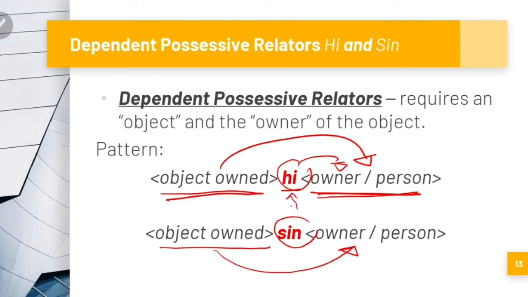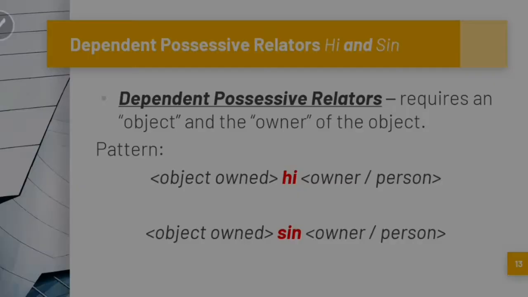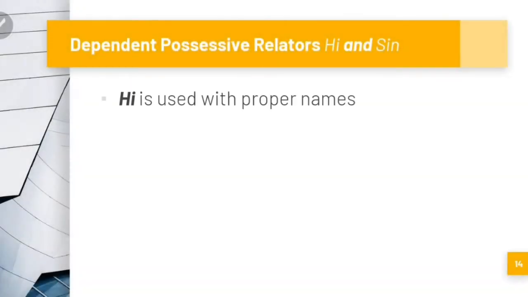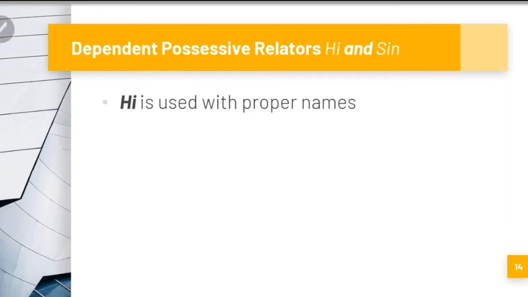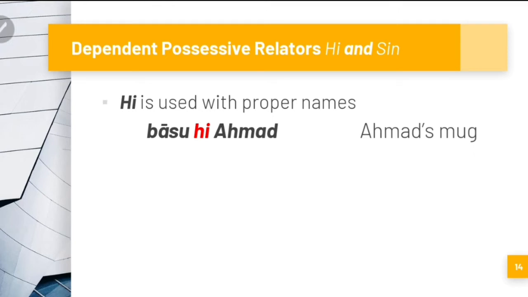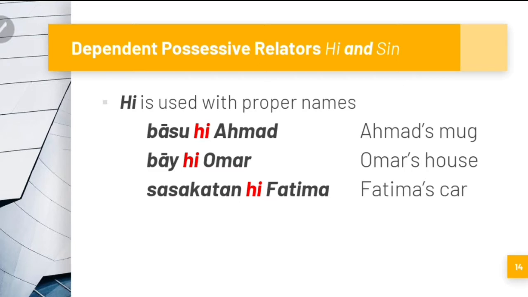Now, how do they differ, the relators he and sin? The relator he is used with proper names. An example we have here, basuhi Ahmad, Ahmad's mug. By Omar. By means house. Omar's house. And we have sasakatan ni Fatima's car. Observe here that the possessive relator he must have an object attached to it, that is the object owned.